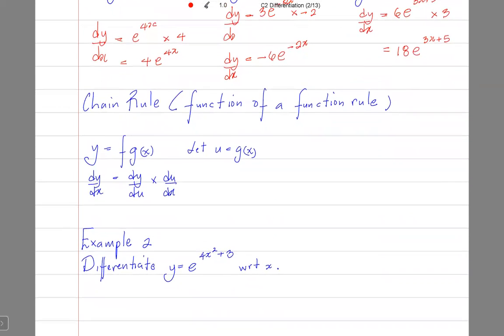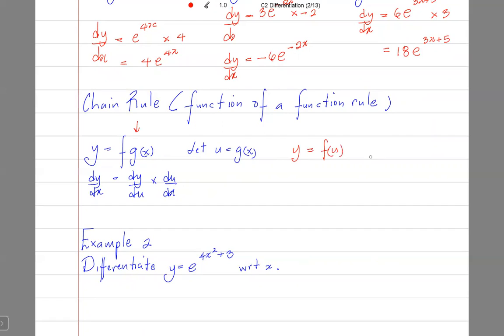Chain rule says function of a function. Chain rule is when you have a composite function, a function inside of a function. So what you normally do is let the inside function be equal to u. So if I let g of x be equal to u, what I'm going to have is y is equal to f of u.